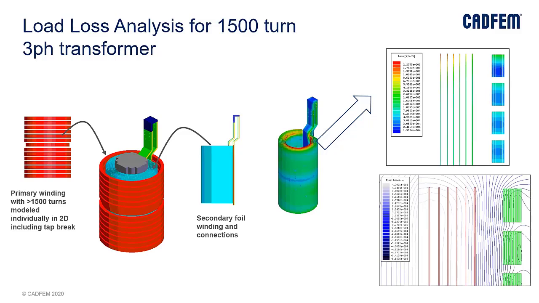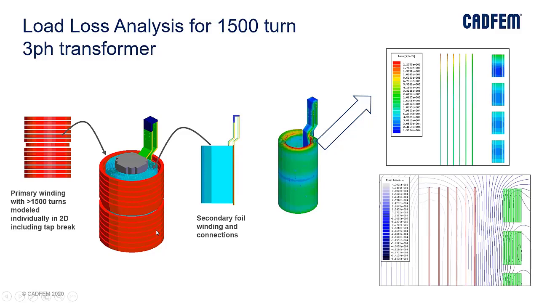But if your turns are somewhat fewer, below 1000 or below 1500 turns, then we can model in this fashion. Where the primary winding turns are greater than 1500 turns, we can model individually using 2D only. We cannot model in 3D at that point. And if you would like to model in 3D, we model in the form of an equivalent cross section.